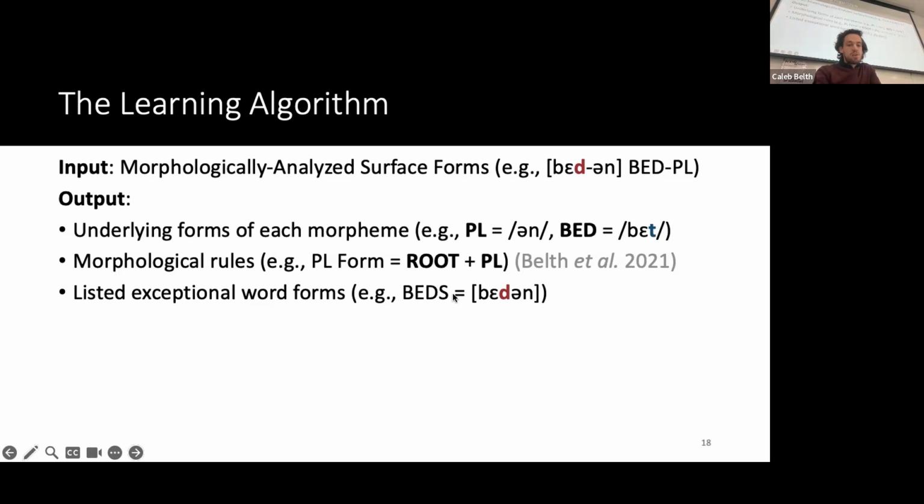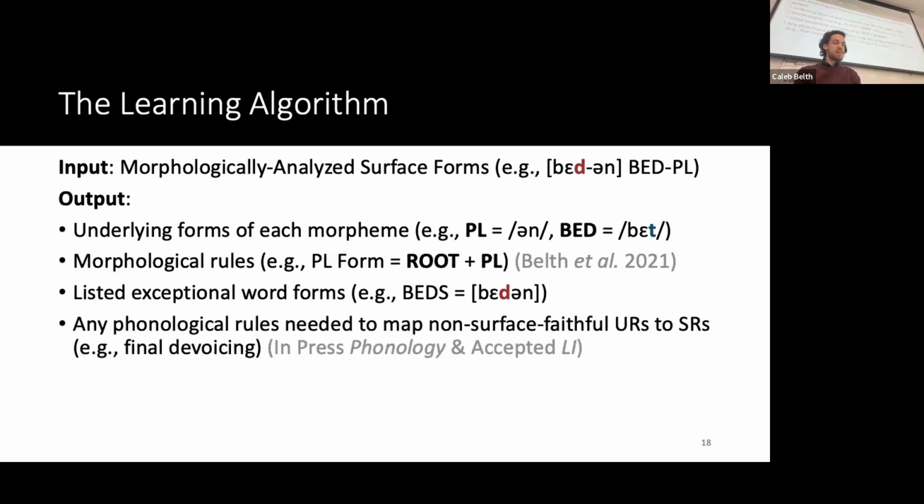Okay. So anything that has to be memorized under this, what the linguistic system develops will be listed as well. And then because anytime some sort of abstract underlying form is set up, the surface form needs to be predicted from the phonological environment. It's also going to output any phonological rules needed to map non-surface faithful URs to their surface realizations. And that too, I'm going to defer to previous work. This is what I was talking about in my job talk. So that we won't talk about much today. Okay. So that's the input and output.